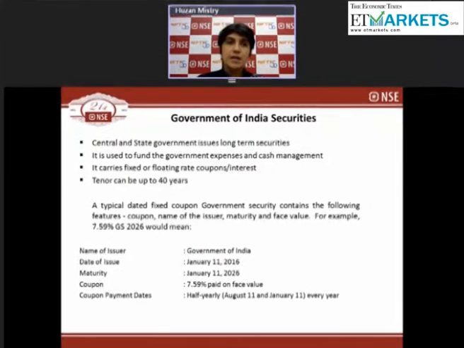Recently, the Government of India extended the tenor up to which they were borrowing up to 40 years. So the most recently issued bond in the 10-year tenor space was a 7.59% Government of India security, which matures in 2026. So what this nomenclature really is telling you, when we say 7.59% GS 2026, it means the coupon on the bond is 7.59%. It's a Government of India security, and the maturity is in 2026. Coupon dates are half yearly. Given the date of issuance, here it is August and January of every year.